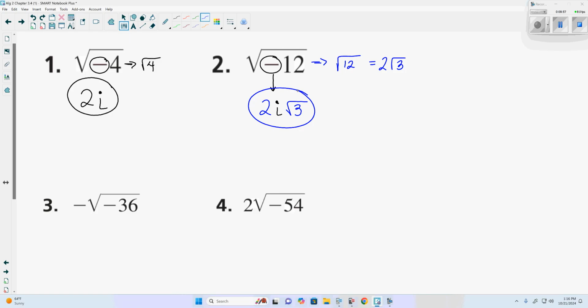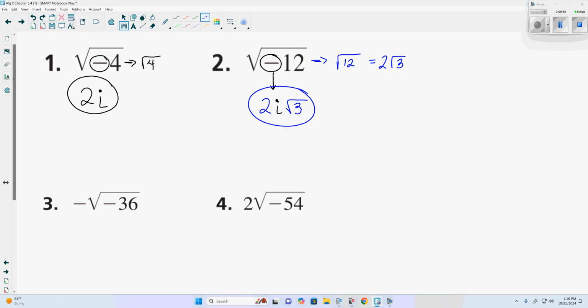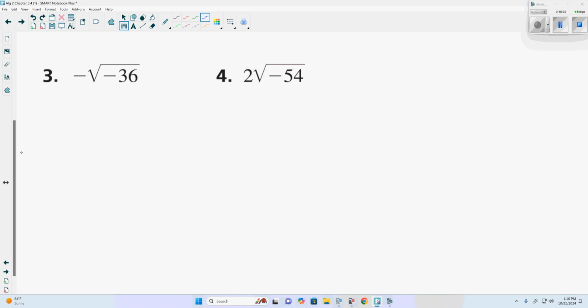Because the next one we have is what? Negative square root of negative 36. Yes? Well, looking at this here, the negative is going to come out as what? With the 36? i. The negative in the radical is going to come out as i. Now, what does that leave us with? We still have the negative outside the radical, and then we have the square root of 36.